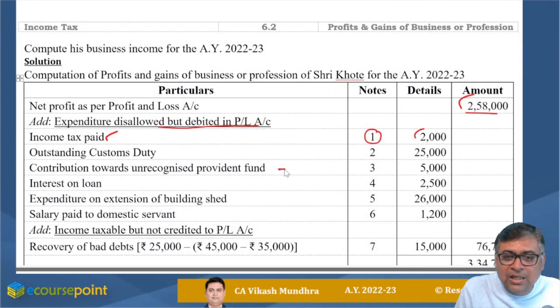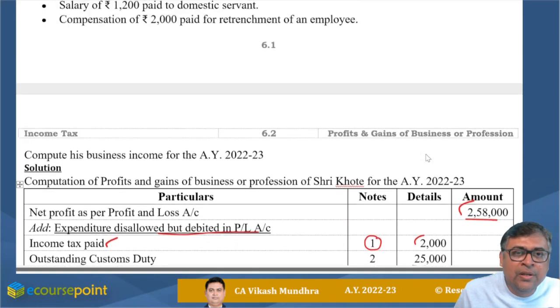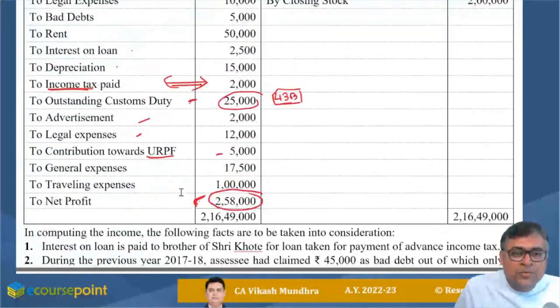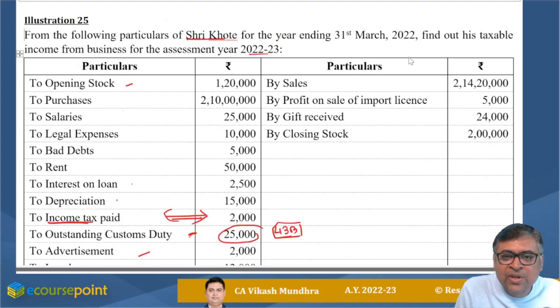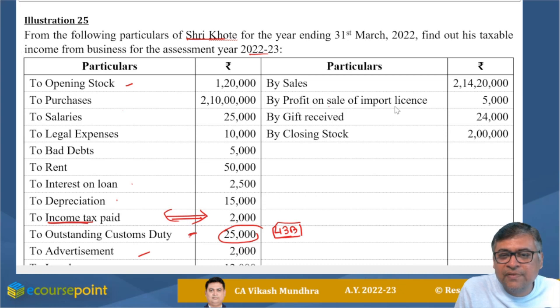Contribution towards unrecognized provident fund, 5,000. Don't worry, we will consider this one again. Now next one, general expenses, nothing to be done. Traveling expenses, if there is no information, nothing to be done. Now from the credit side, sales, okay, fine, nothing to be done. Profit on sale of import license, this is taxable under PGBP, so nothing to be done.